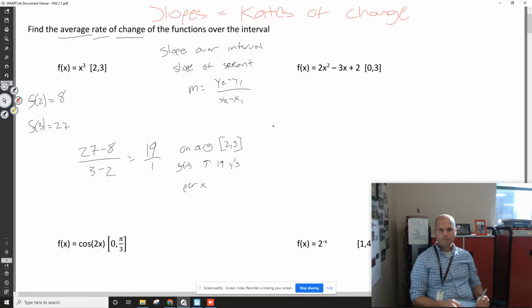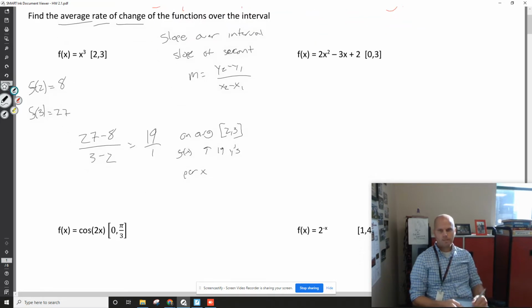Okay. Next one, 0 to 3. Let's find the y coordinates, find the slope of the secant. 9 times 2 is 18. 18 minus 9 is 9. 9 plus 2 is 11. If I make any mistakes throughout this homework video, I apologize.